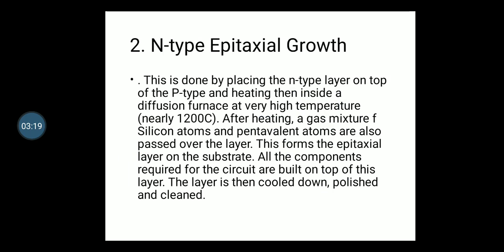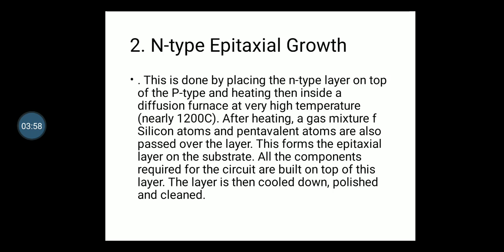Next is the n-type epitaxial growth. The n-type epitaxial film is grown on the p-type substrate. This ultimately becomes the collector region of the transistor, an element of the diode, and a diffused capacitor associated with the circuit. So in general, all active and passive components are fabricated within this layer. The resistivity of an epitaxial layer is of the order of 0.1 to 0.5 ohm centimeter.